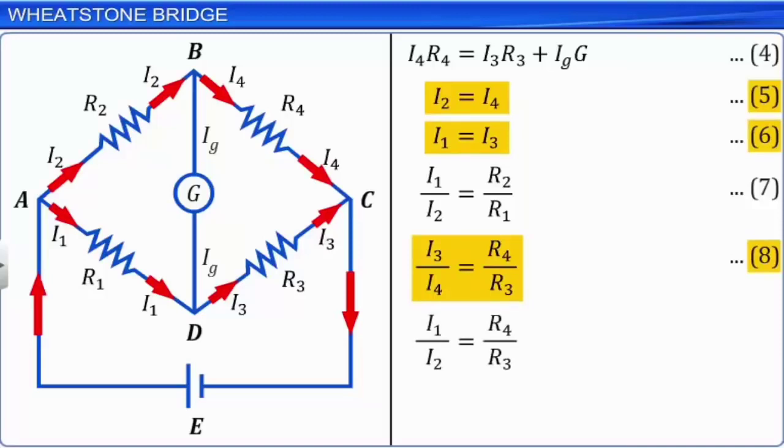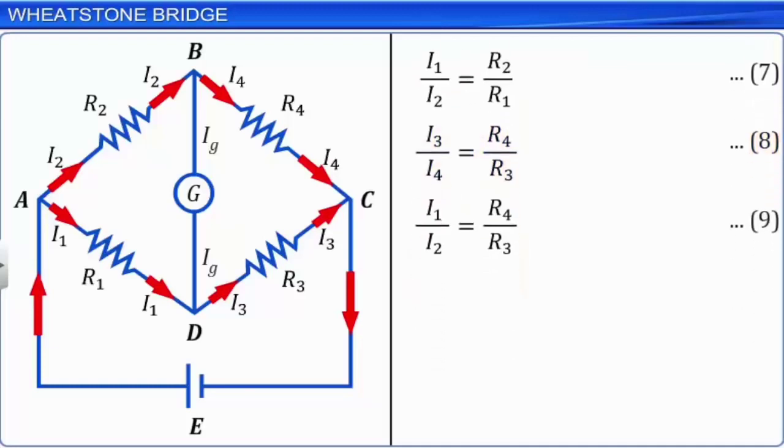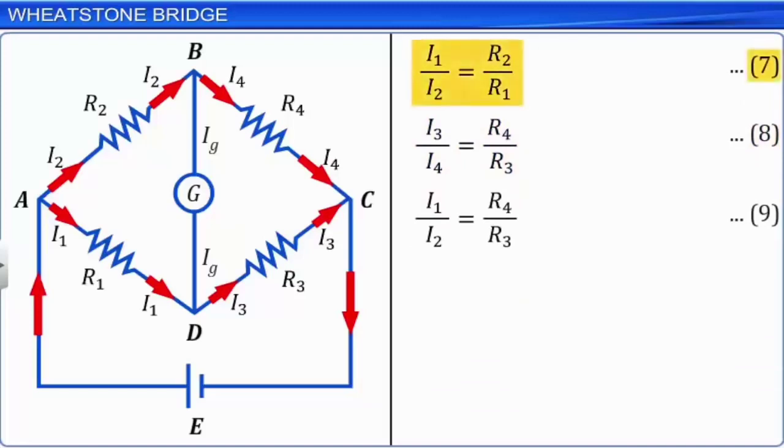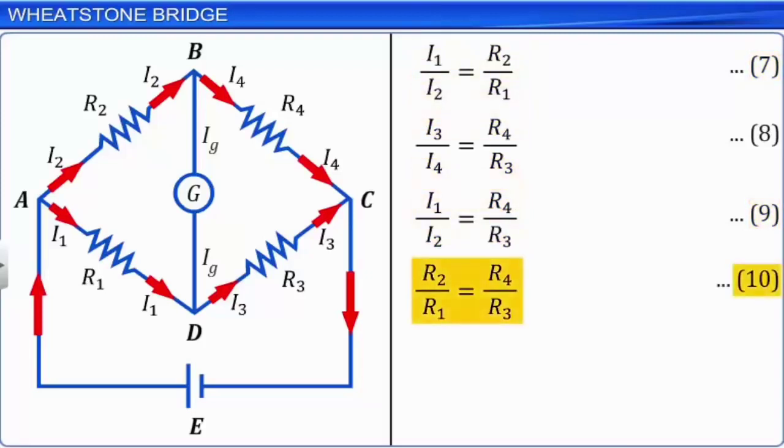From equations 7 and 9, we can write R2 divided by R1 is equal to R4 divided by R3. Let this be equation 10. Equation 10 denotes the relationship between the 4 resistors for the galvanometer to produce zero or null deflection. This relation is therefore called the balance condition.